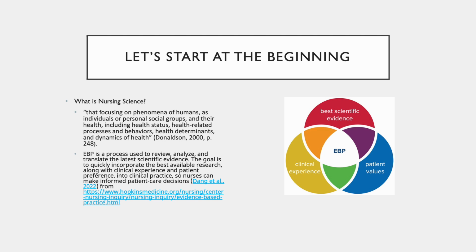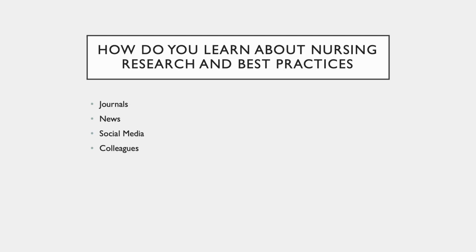In nursing science, we should first think about practical operations and recognize there is a difference between common sense and scientific reasoning. How do you learn about nursing research and best practices? Some people learn through journals or the news media. Some people learn through social media, which is always dangerous and risky because you need to check your sources. Many of us learn through colleagues.